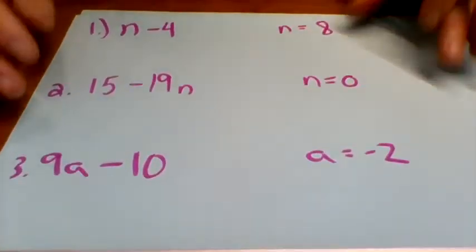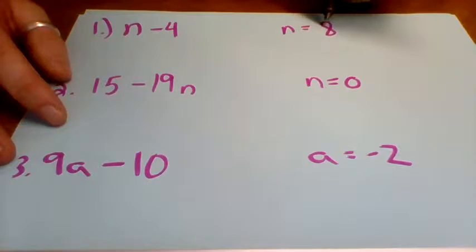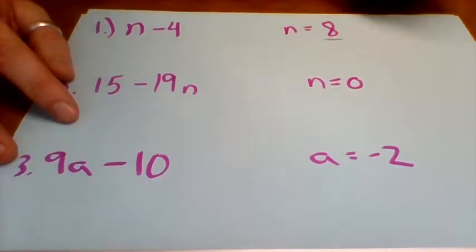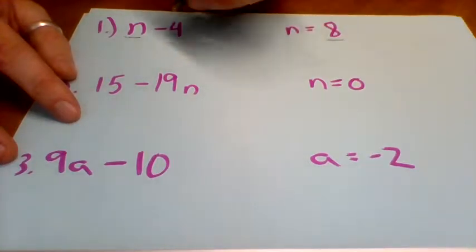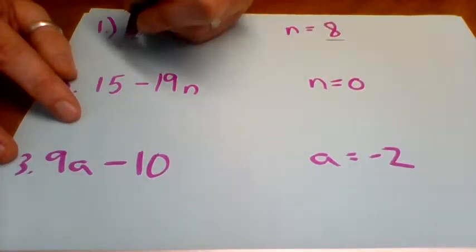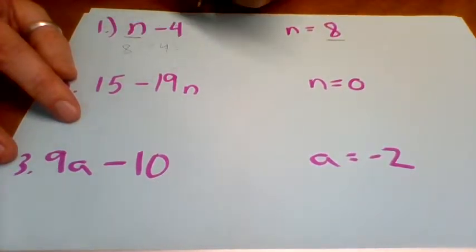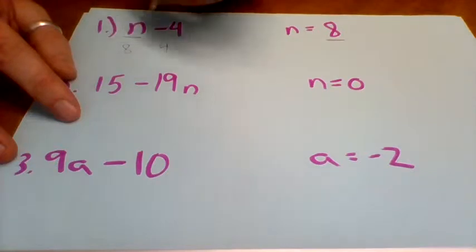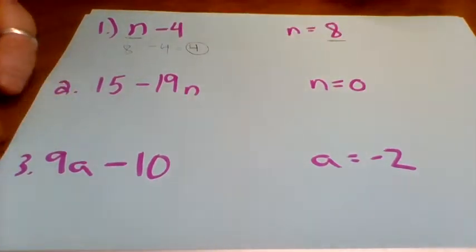Number one, our problem says n minus 4 and n is equal to 8. So we're going to underline that 8 and we're going to underline that n because they are the same thing. So we're going to switch them out. Our next step is to rewrite it. So instead of n, I'm going to put 8 minus 4. I continue writing my sentences and now I solve. 8 minus 4 is 4. There's my answer. About as simple as it gets.